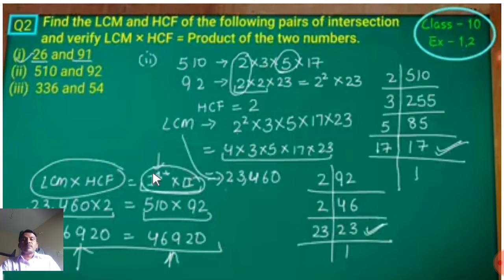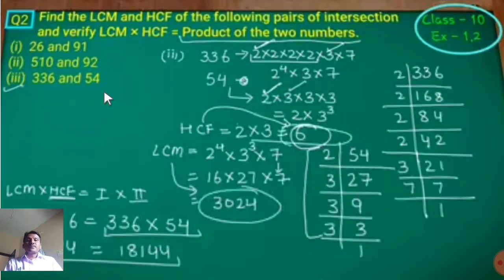Now verify whether LCM into HCF is equal to the product of two numbers or not. LCM into HCF is equal to, LCM is 23,460, HCF is 2. The product of those two numbers gives us 46,920. The product of two numbers, first number is 510, second number is 92. So the product of these two numbers also gives us 46,920. So we have to conclude the product of two numbers is equal to the product of LCM and HCF. This is the second question.